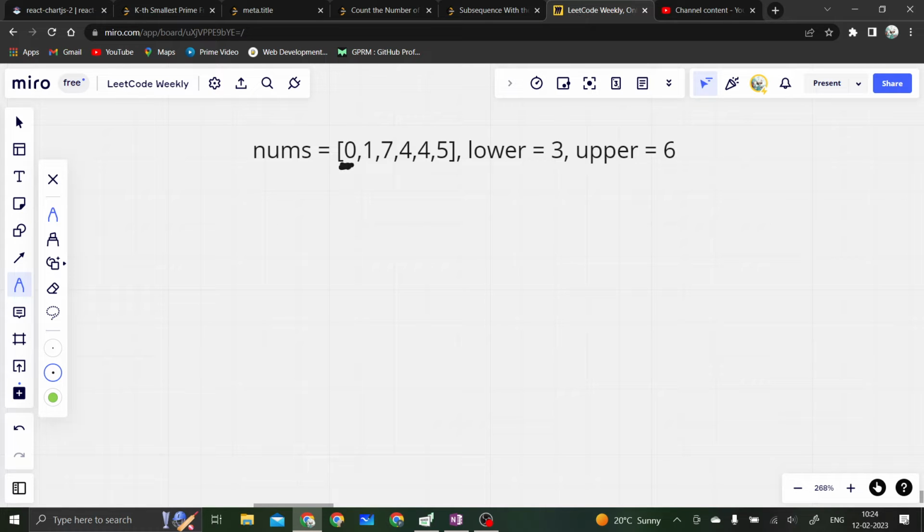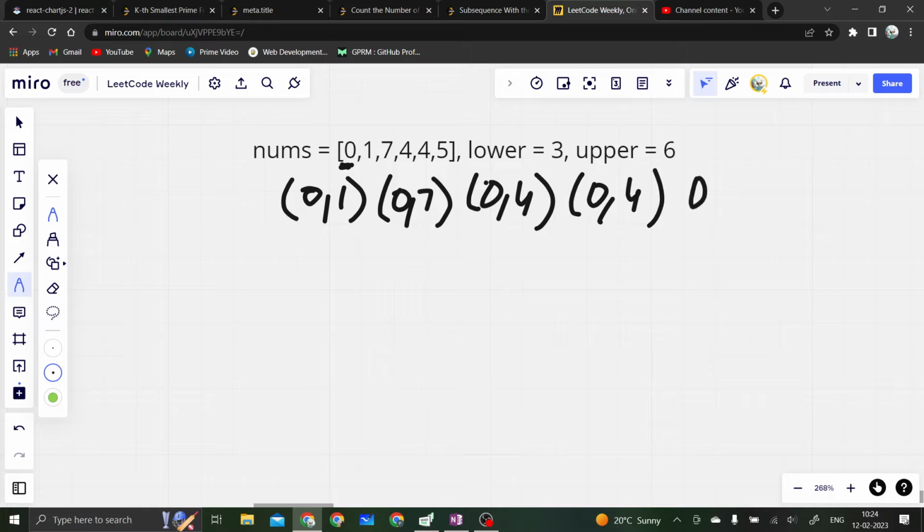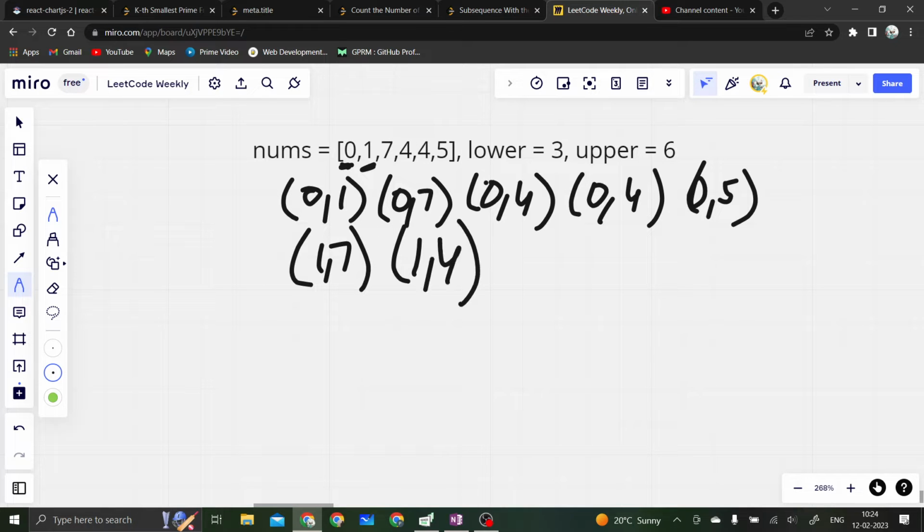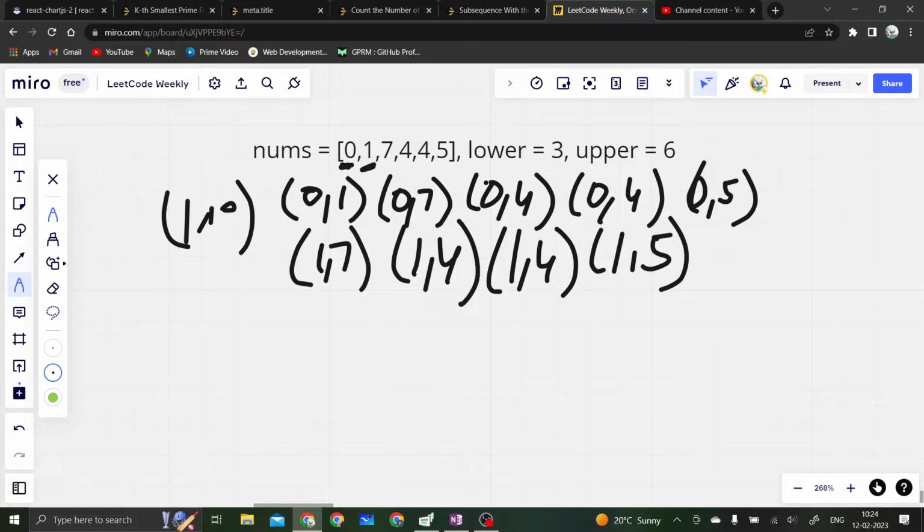So let's see with 0 what pairs we can form. With 0 we can form 0 comma 1, 0 comma 7, 0 comma 4, 0 comma 4 and 0 comma 5. Then with 1 we can form 1 comma 7, 1 comma 4, 1 comma 4, 1 comma 5. Now you might ask, why are we not considering 1 comma 0 a pair? Because in the question it is given that i should be less than j, so 0 comma 1 is a valid pair, 1 comma 0 will not be, so we can't consider 1 comma 0 a pair.